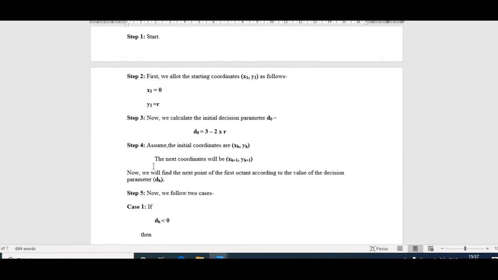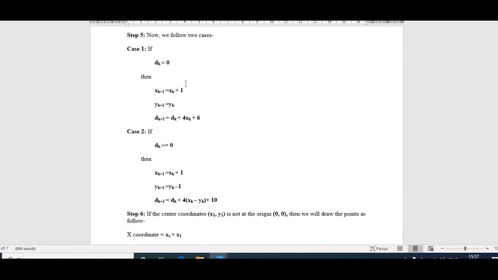The algorithm of Bresenham circle drawing is, first step, start. Second step, x1 is equal to 0, y1 is equal to r. Step 3, d0 is equal to 3 minus 2 into r. Step 4, initial coordinates are xk and yk, next coordinates are xk plus 1, yk plus 1. If dk is less than 0, then xk plus 1 is equal to xk plus 1 and yk plus 1 is equal to yk. If dk is greater than 0, then xk plus 1 is equal to xk plus 1, and yk plus 1 is equal to yk minus 1.